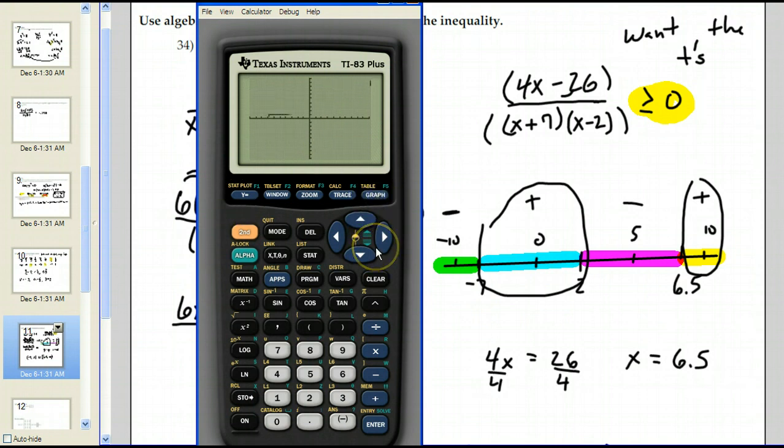Alright, so again, to me, that's almost like cheating. It's like giving you, here's the answer in the number line form.